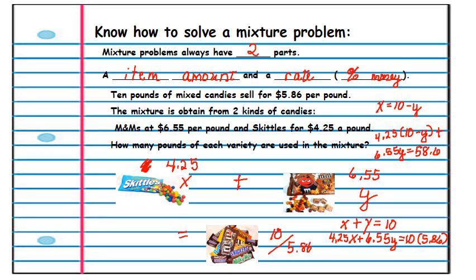Okay. So if you want, you can kind of stop for a second and see if you can solve it out. And if you got that the Skittles were 3 pounds and the M&Ms were 7 pounds, you did pretty good.